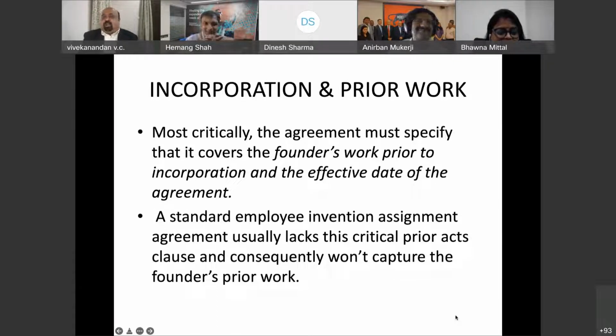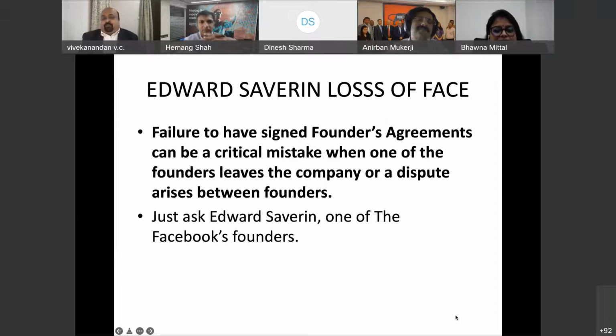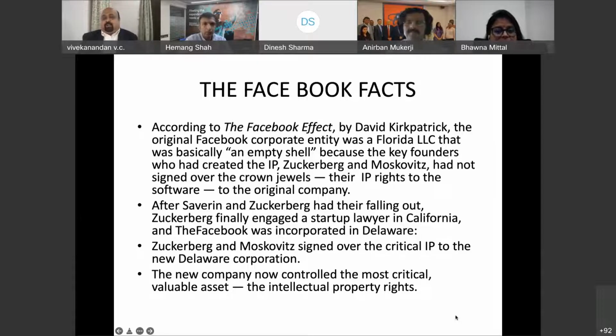But to think the lawyer will only come when there is a litigation, the lawyer also can't do much about wrangling out of that. So, for example, why you should know the story of Edward Saverin. He was one of the founders of Facebook, if you may not know. And it is his own problem of loss of face. Why? Because when Zuckerberg and Moskowitz went and registered at a later stage, Saverin had a big shock, right? They had their falling out.